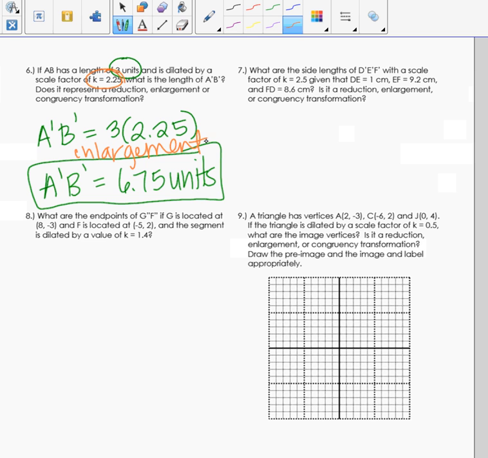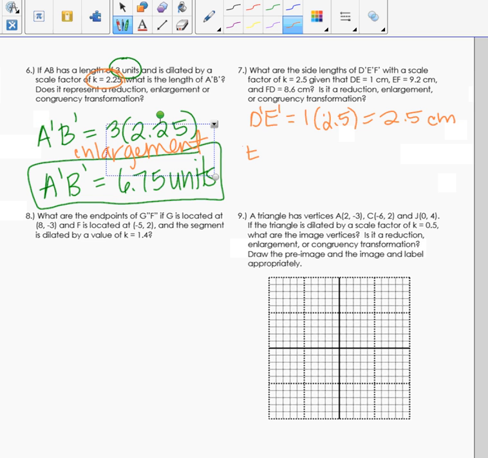Okay, so that segment got bigger by 2.25 times its size. All right, for number 7, we're going to take DE, and to find D prime, E prime, we're going to take 1 and multiply it by our 2.5. So that becomes 2.5. Sorry, my handwriting is so horrendous right now. Centimeters is our units there.